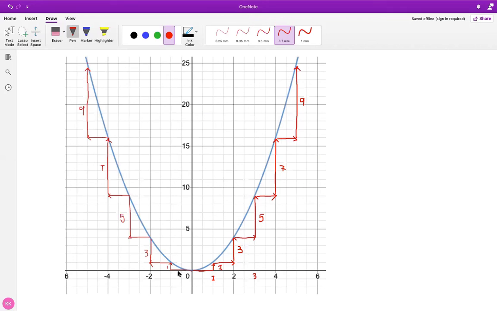It also happens on the negative side. When I decrease 1 unit to the left, the y value increases by 1. When I go another unit to the left, the y value increases 3 units. Another unit to the left, the y value increases 5 units, and so forth, 7 and 9 units. Basically, we can see the consistent pattern 1, 3, 5, 7, 9. You can remember this pattern and draw y equals x squared by yourself.